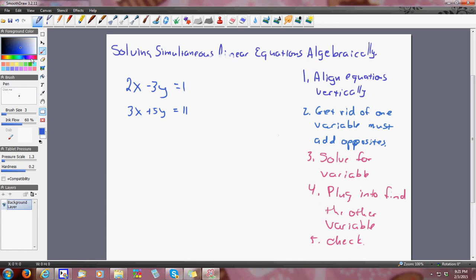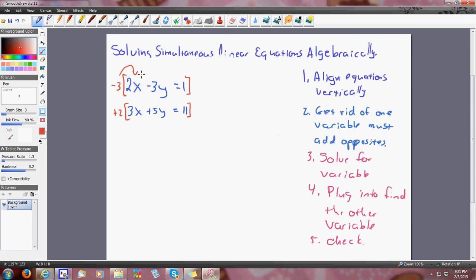But what I can do is make 2 and 3 both into a 6. So I'm going to multiply both equations. Now let's say I need one of them to be positive and one to be negative. I'm going to make this into my negative 6. I'm going to make this into my positive 6.